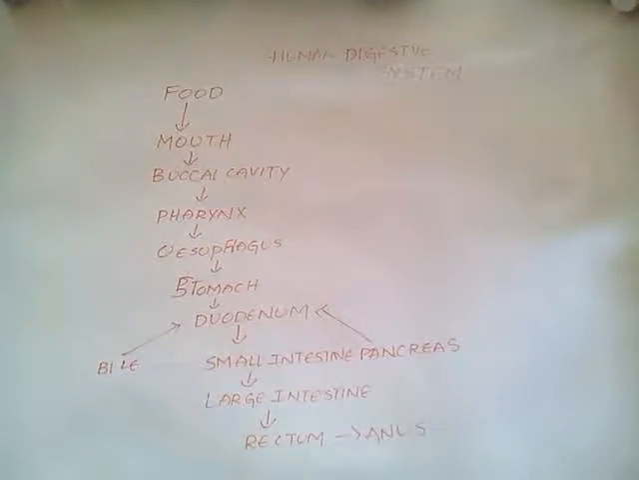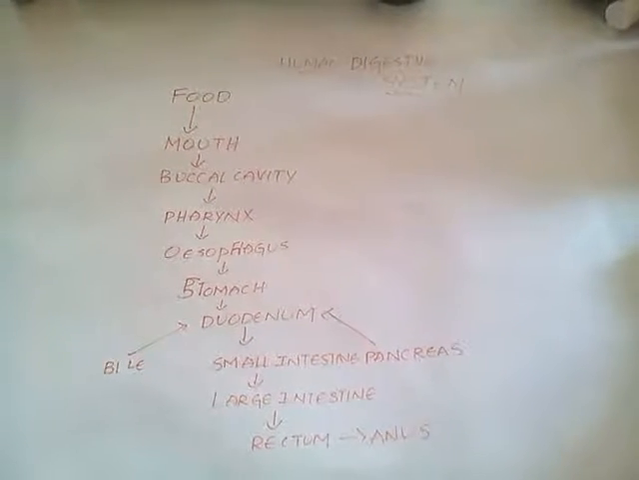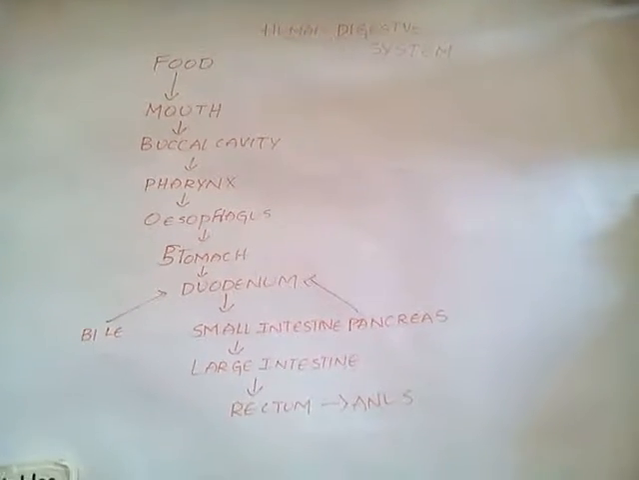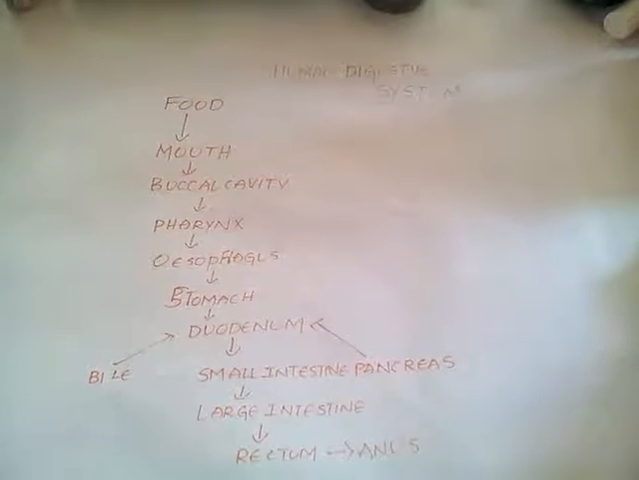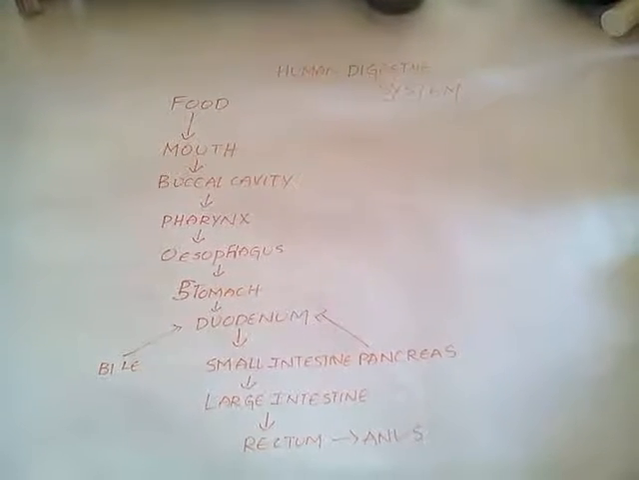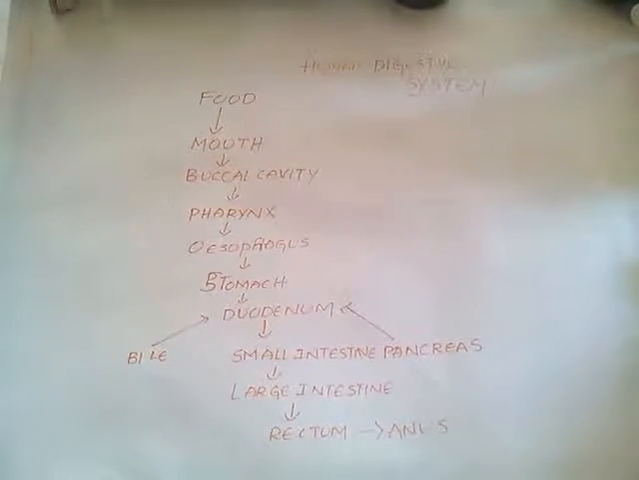Hi friends, today we are going to know about the human digestive system and its parts. The human digestive system is very complex in nature. Different parts are involved and perform different functions by using various digestive juices and enzymes.